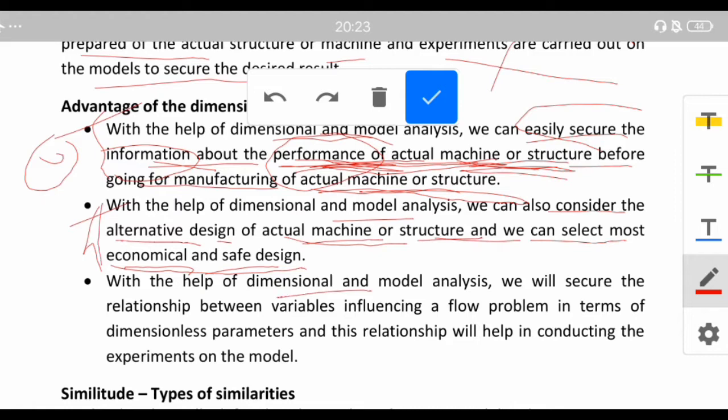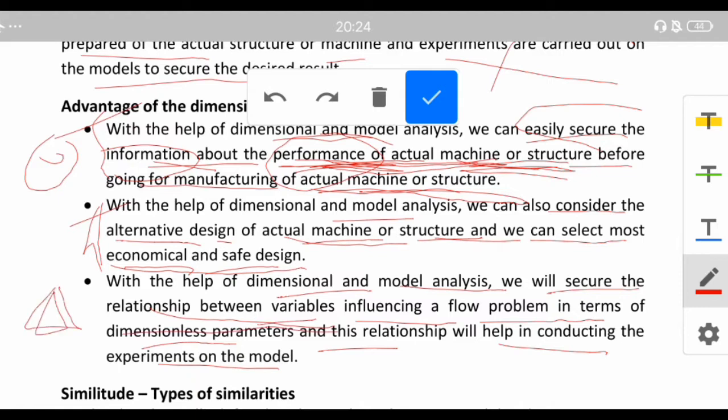Again, with the help of the dimensional analysis and model analysis, we will secure the relationship between the variables influencing a flow problem in terms of dimensionless parameters, and this relationship will help in conducting the experiments on the model. So this model analysis will help you get the relationship between the variables which actually influence the problem.